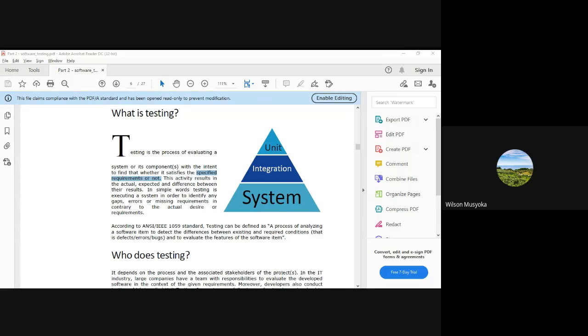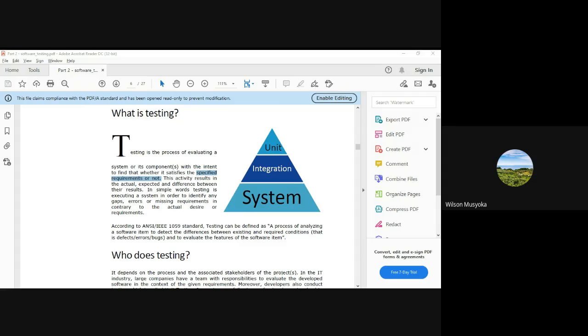Now, that testing process is an activity which results in the actual or expected, and the difference between their results. So when you do the first test, you will get a certain result. You go again, fix where the problem is, then you test again, you will get a different result until you have gotten the actual or the expected result. Then you can say that you have tested the system and you feel that it is fit for use or it has accomplished the required expected outcome. So that is what we normally mean by testing.